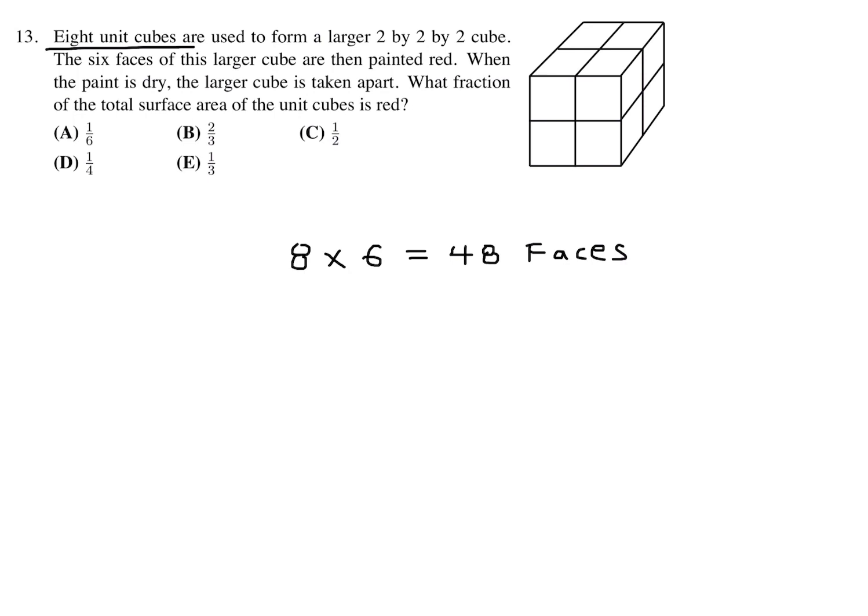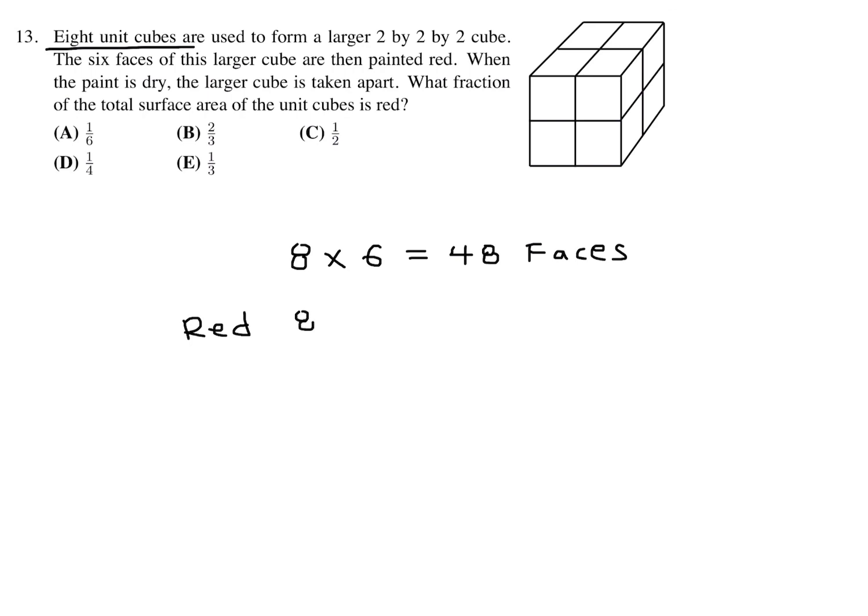Now, when you paint this whole thing red, each unit cube, how many sides will it have red? Well, just take a look at the diagram. Only the sides that you can see will be painted. The inner sides that you can't see will not be painted. So for each of those cubes, 3 sides will be painted.